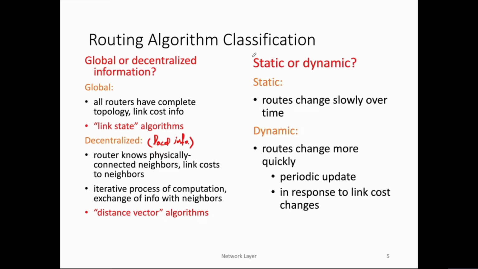Then we can also classify the routing algorithms into static or dynamic. Static means the route changes happen slowly, means routes are changing slowly over time, whereas dynamic means that routes are changing more quickly, means there are periodic updates in response to some link cost changes. So there are frequent changes in the routing tables.